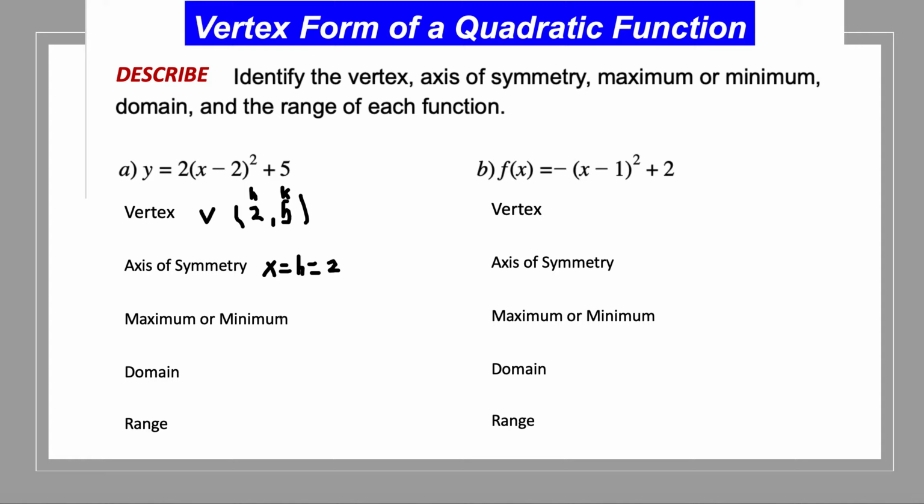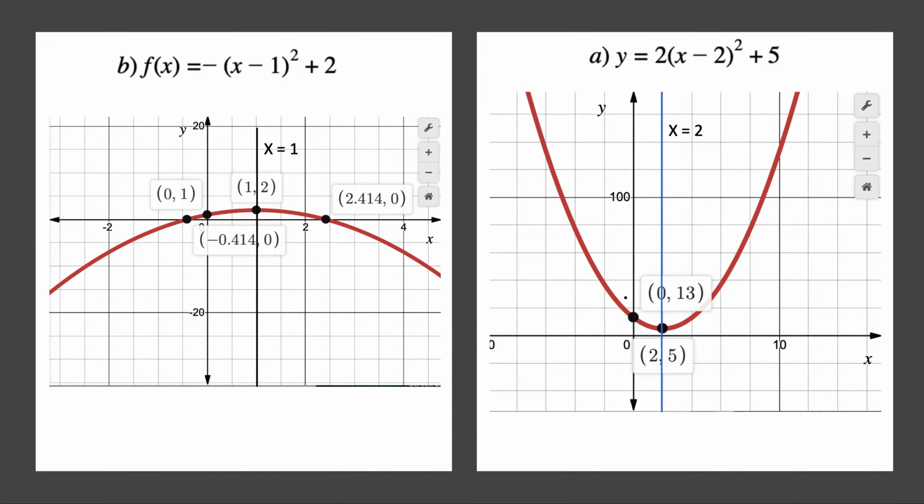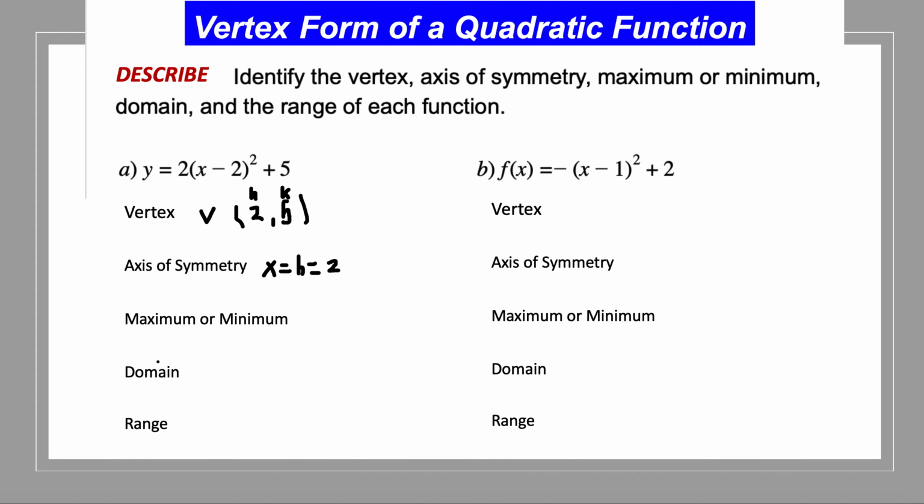Maximum or minimum: whenever the leading coefficient of a quadratic function is positive, in this case the vertical stretching factor is positive, the function is concave up. So this is concave up and always has a minimum. And where is the minimum? The minimum is at the vertex, and the vertex is (2, 5). So here is the minimum.